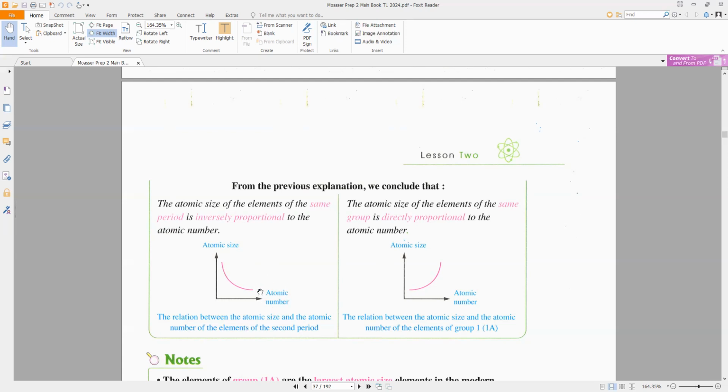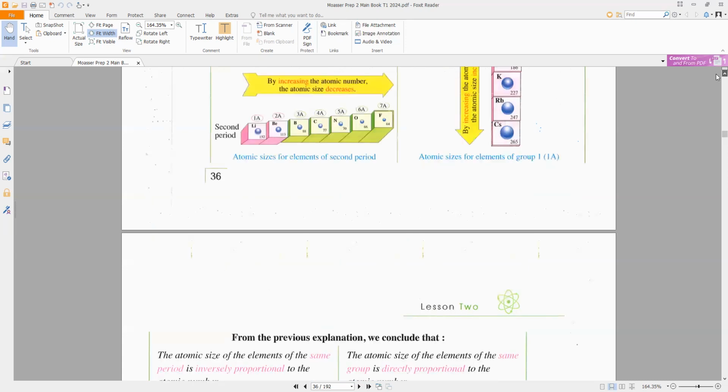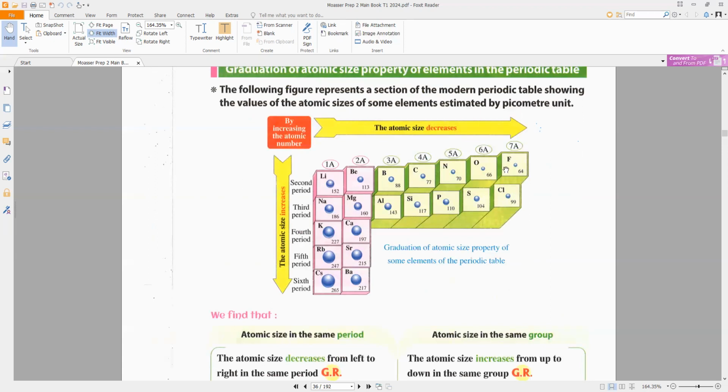We put the atomic number on the x-axis and the size on the y-axis and compare between them as we move in the same period. When one factor increases, we see that in the period the atomic number increases but the size decreases. So when one factor increases and the other decreases, they are opposite to each other, so it is called inversely proportional. But when the two factors increase together or decrease together, we call it directly proportional.